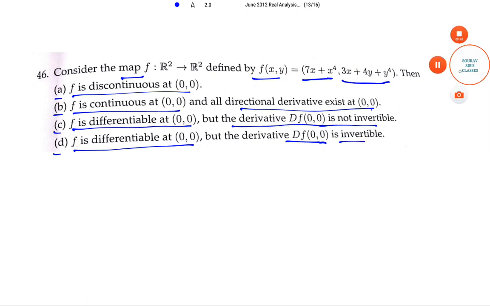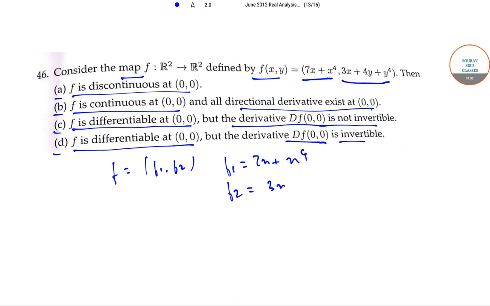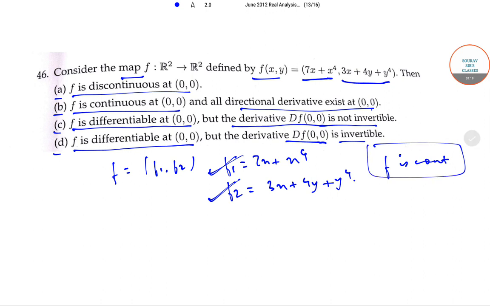And option D, f is differentiable at (0, 0) but the derivative df(0,0) is invertible. Now we have f = (f1, f2) where f1 = 7x + x^4 and f2 = 3x + 4y + y^4. Now f1 and f2 both being polynomial functions are continuous and so is f. So f is continuous too. Therefore option A is incorrect.